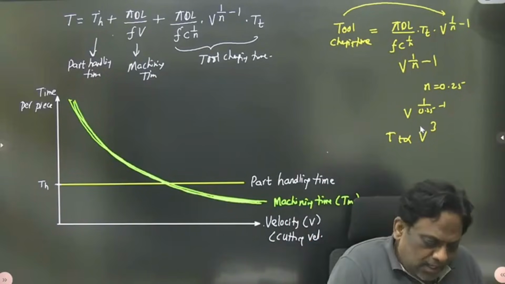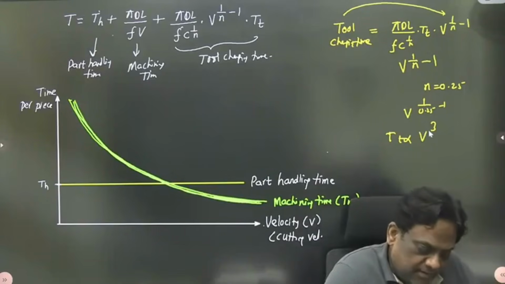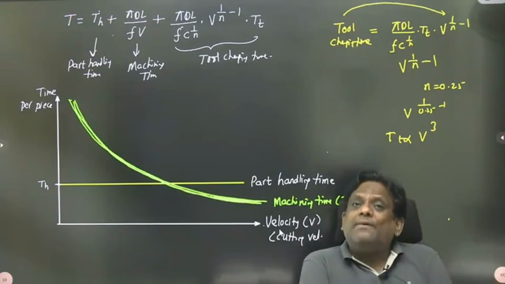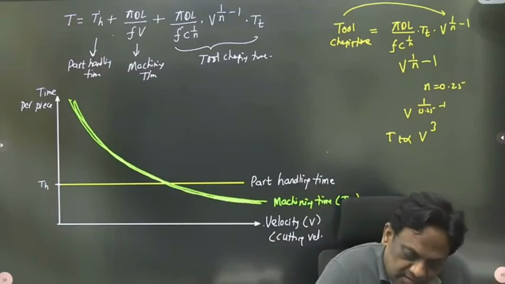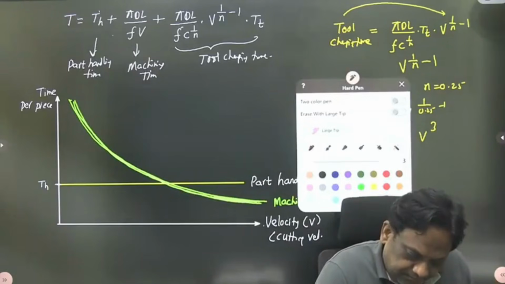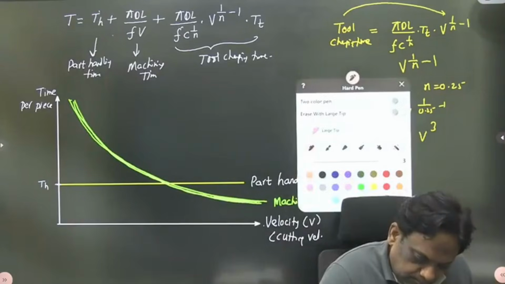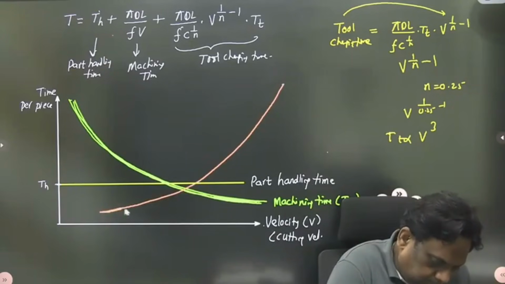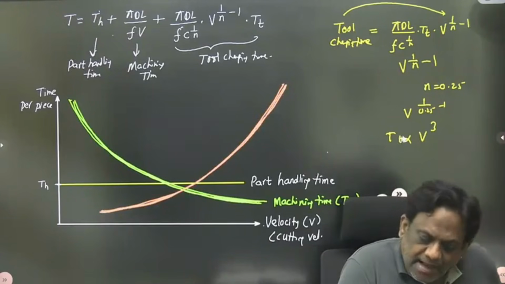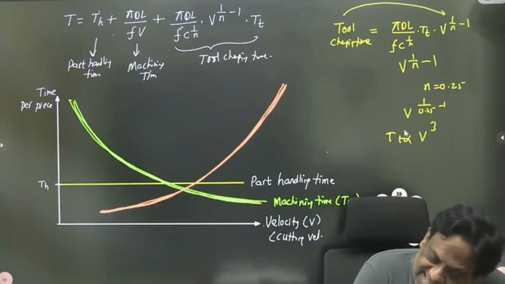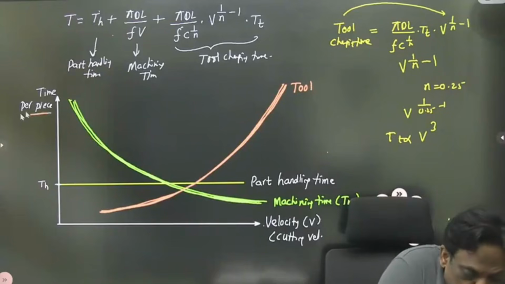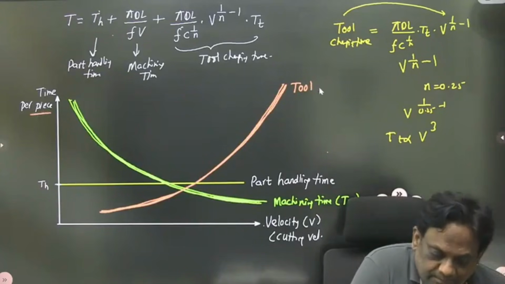So now, if you see, it is something like a curve. As the velocity is increasing, you have to change the tool more frequently, so per piece it is increasing. So you will have something like this. As it is directly proportional to V cube, when the velocity is increasing, the tool changing time increases. This is tool changing time, not tool changing time per piece. Look, tool changing time per piece.